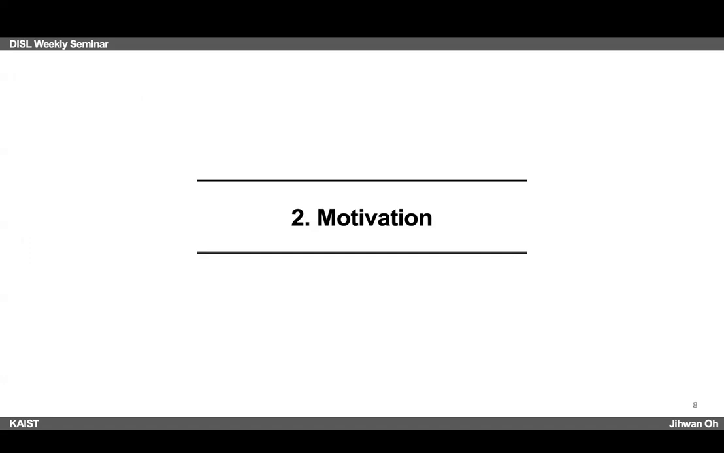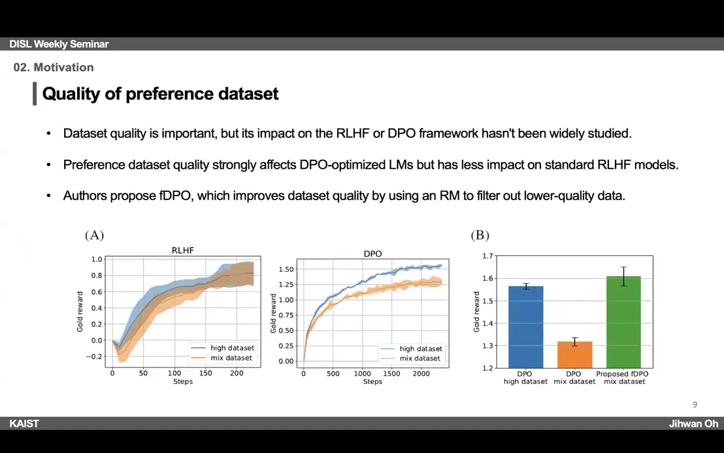So now let's move on to the motivation of this paper. The keyword of this paper is the quality of the preference dataset. Dataset quality is important in any training process, but its impact on the RLHF or DPO framework hasn't been widely studied. Preference dataset quality strongly affects DPO-optimized language models, but has less impact on standard RLHF models.